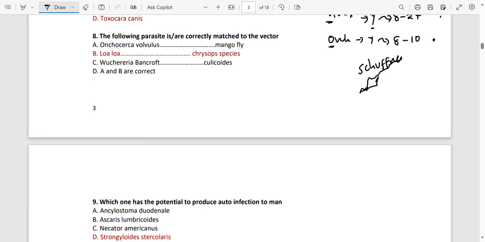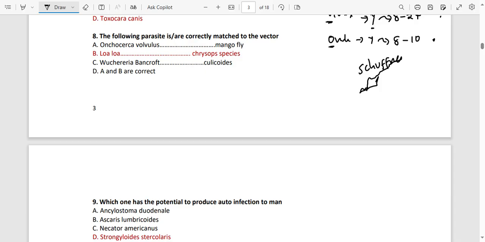The following parasites is or are correctly matched to the vector. Onchocerca volvulus, mango fly; Loa loa, Chrysops species; Wuchereria bancrofti, Culicoides. A and B.